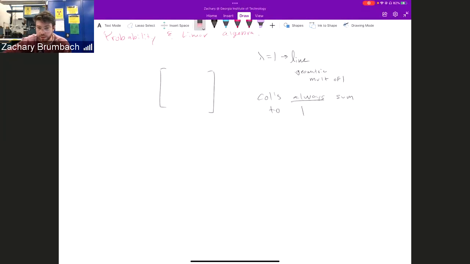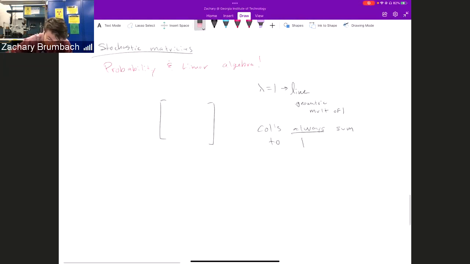Essentially, what a stochastic matrix is, it's just a matrix of probabilities. The way I like to think about it is this is our start up here, and this is our end. I'll just call this an n by n matrix, because it will always be square.